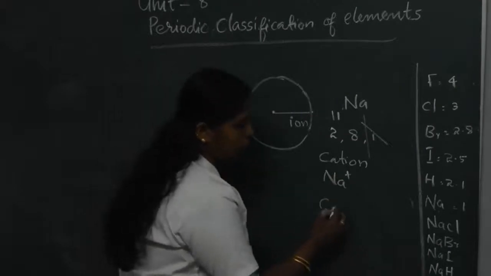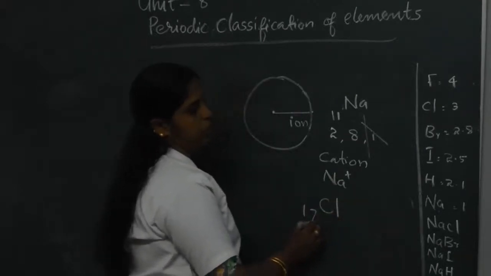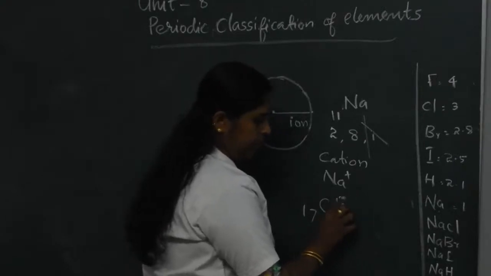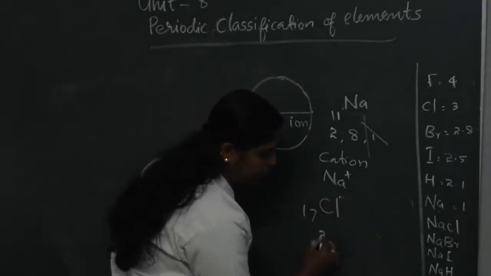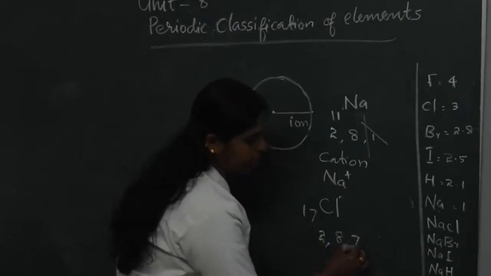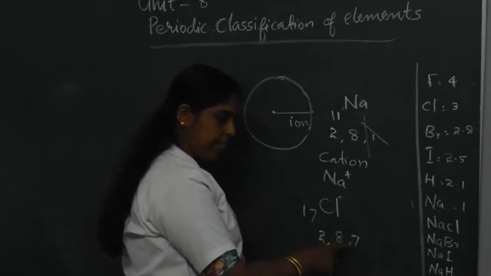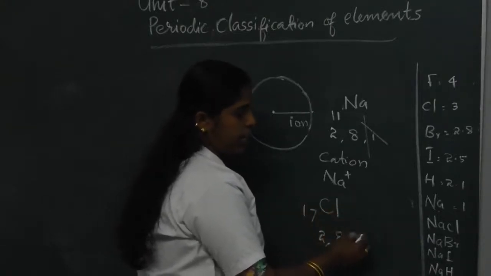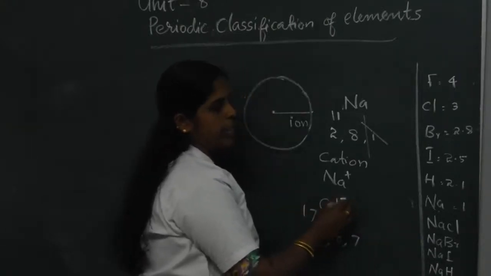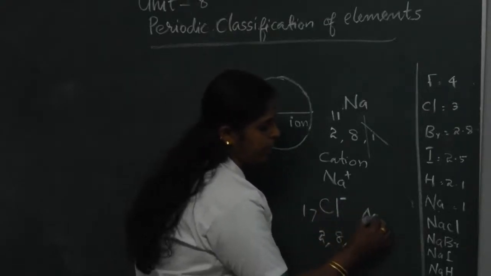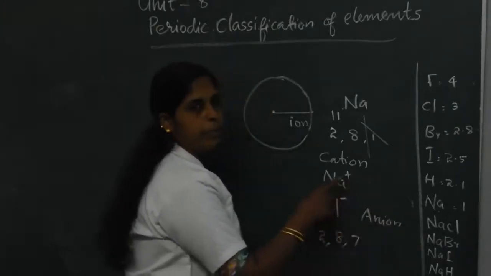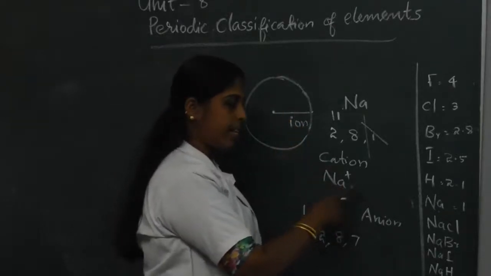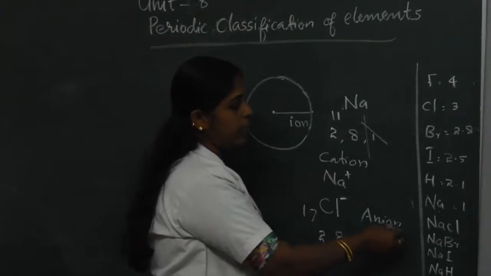In the case of chlorine, the atomic number is 17, and it gains an electron. Why does it gain an electron? The electronic configuration is 2, 8, 7, so the last shell contains 7 electrons. If it gets 1 more, it can stay stable. So it gains 1 electron to form Cl-, which is known as an anion. Ions formed by losing electrons are known as cations. Gaining electrons forms an anion.